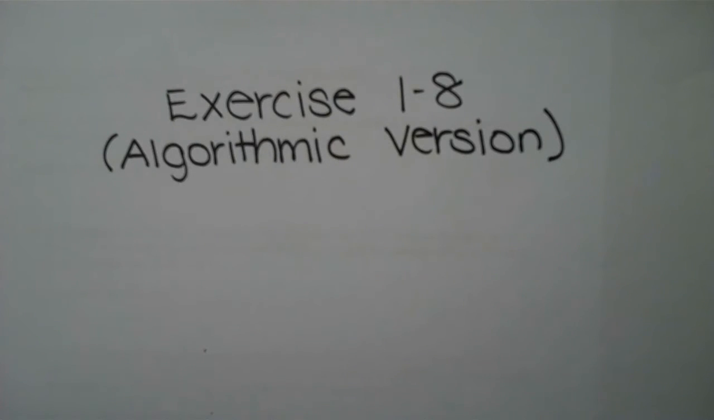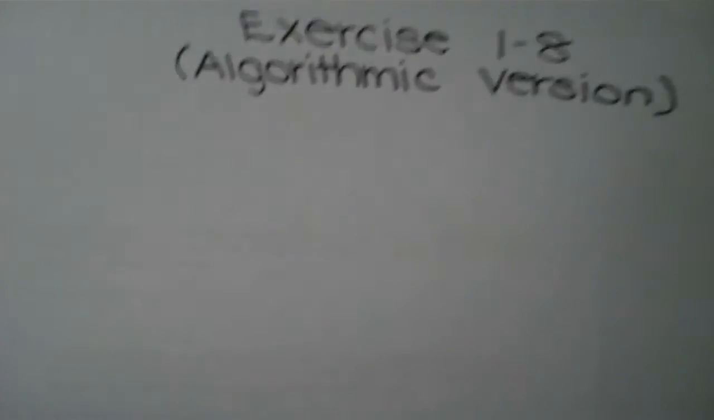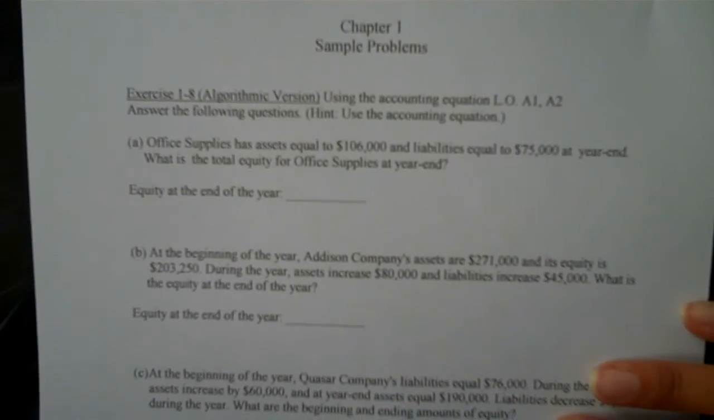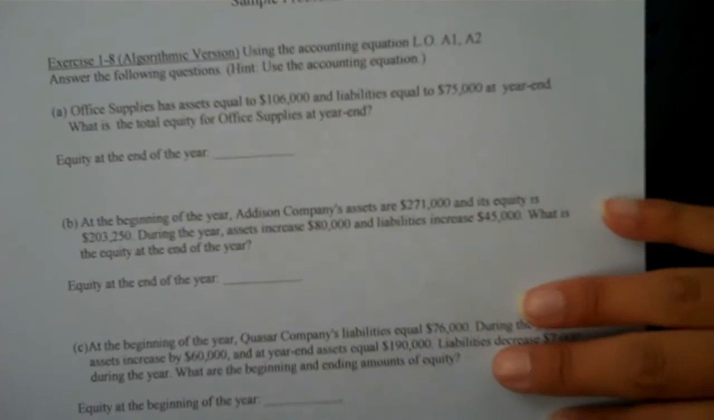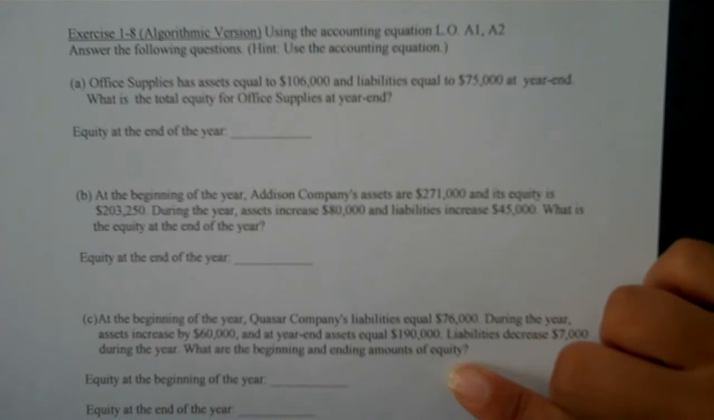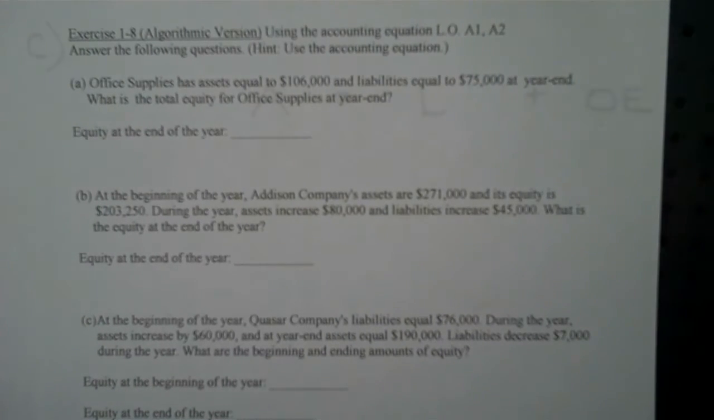We will now be doing part C of exercise 1-8, and again this is an algorithmic version of that exercise, so the numbers are not identical but the process is the same. This sample problem is posted on Blackboard, so if you haven't already done so, go ahead, print it out, attempt section C of this sample problem, and we'll go ahead and work through the solution in just a minute. We will now be working through part C of the sample problem.